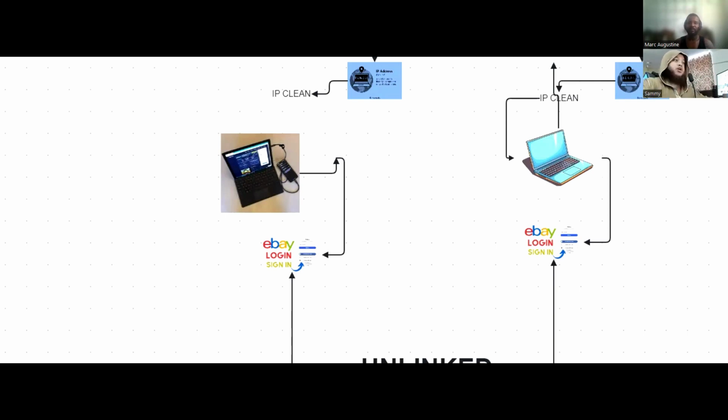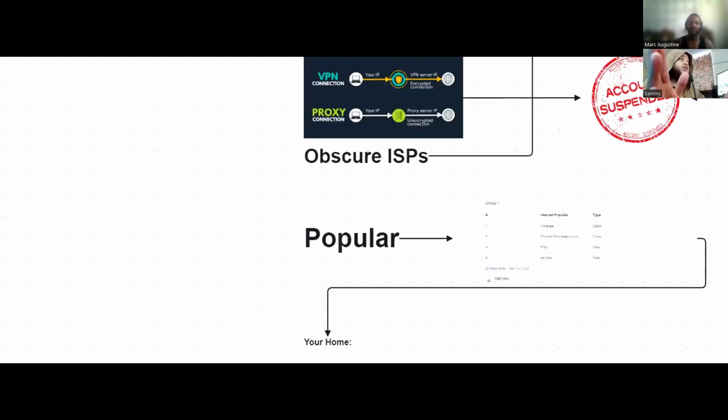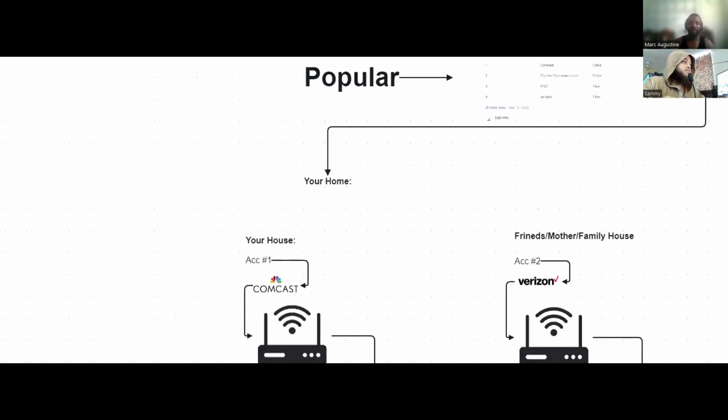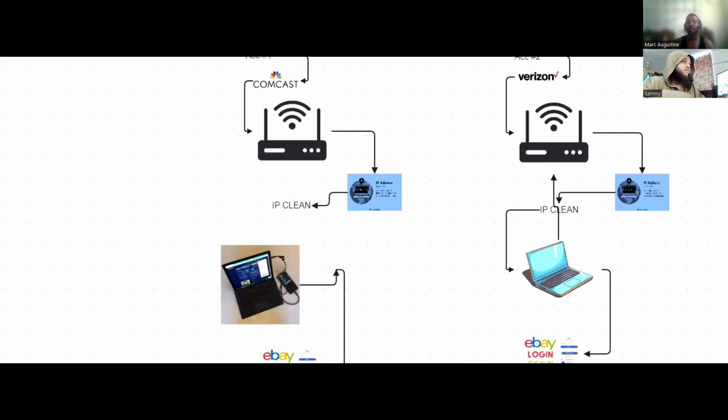Anything that's obscure, it doesn't matter, any proxy, VPN, or anything that has been used before, is going to suspend you. I was just summarizing it: no VPNs, no proxies, no obscure ISPs. Stick to the popular ones. It's better to connect your computer directly through an Ethernet cable, and then your accounts will be separated and you continue making money. The goal here is to run multiple accounts at one time and not get them suspended.